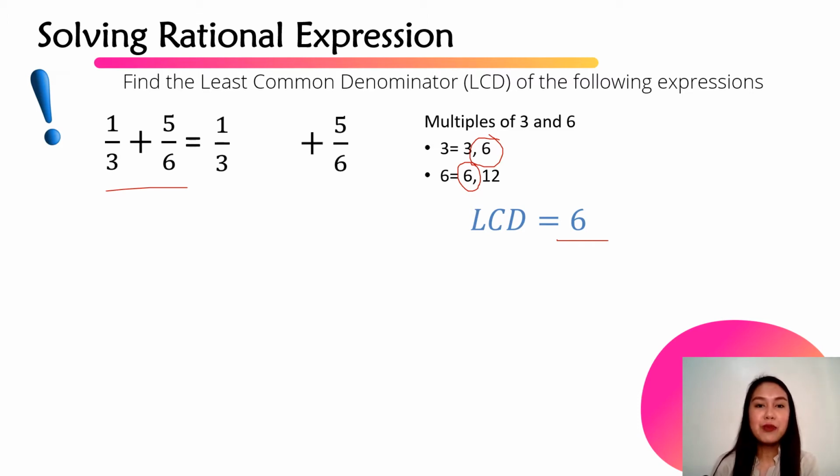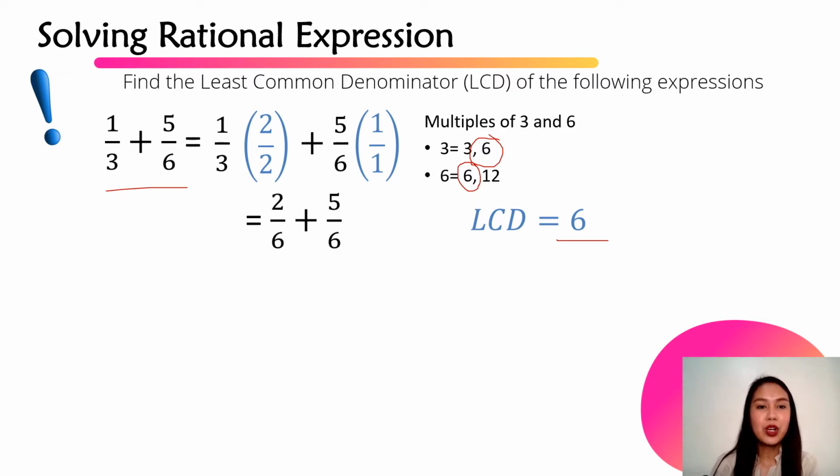So first, for 5 over 6, we have no problem because the denominator of this fraction is already 6. So we just have to multiply by 1 over 1, which is the same. Now, for 1/3, to make the denominator 6, we have to multiply by 2 over 2. So we will have 1 times 2 becomes 2, and 3 times 2 becomes 6, plus 5 over 6 times 1 over 1 gives you 5 over 6.